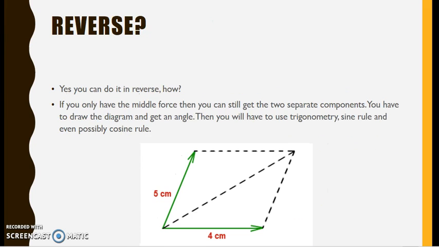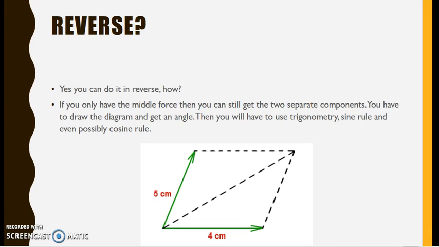Alright. Reverse. Yeah, you can also do it in reverse. If you only have the middle force, you can still get the two separate components. You'll have to draw the diagram and get an angle. Then you'll use trigonometry, sine rule, and even possibly cosine rule.